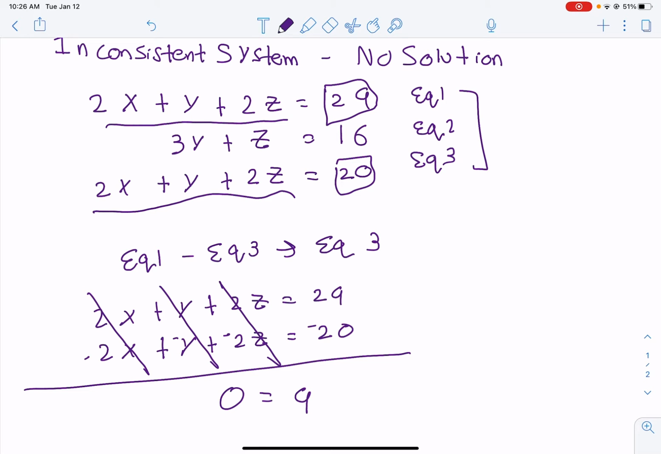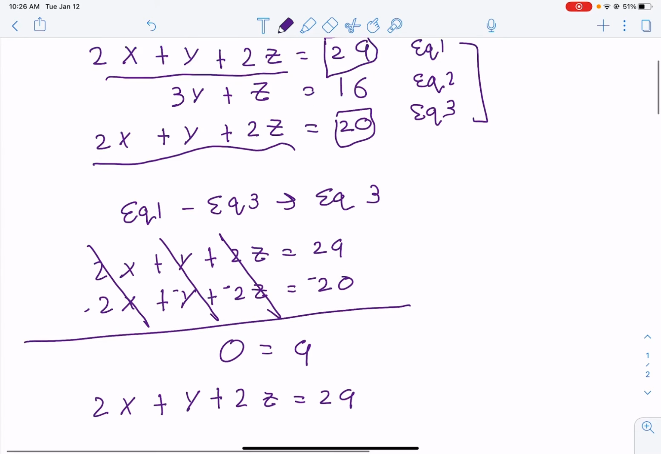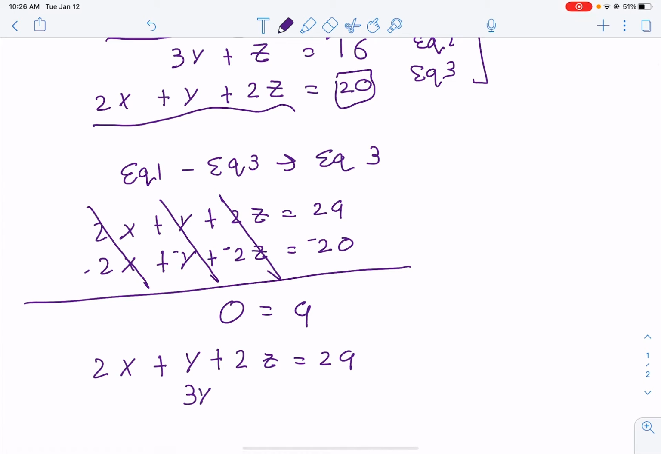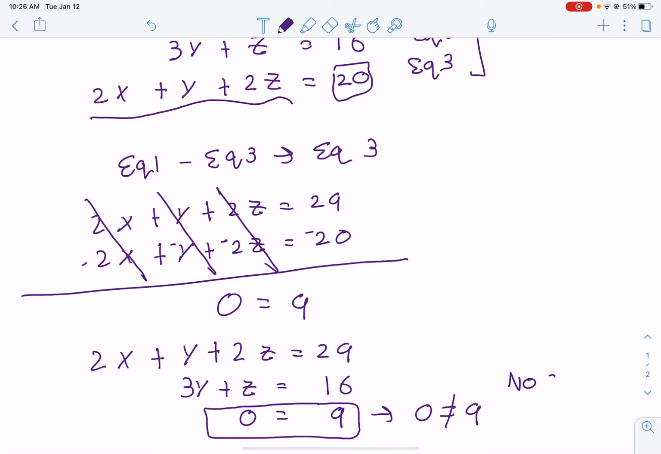So we're just going to write out our system to show the step here, what's going on. I'll just write it. 2x plus y plus 2z equals 29. 3y plus z equals 16. Now we're left with 0 equals to 9. So these are our three equations, and we see that 0 equals to 9. 0, in fact, does not equal to 9. Because of this, our systems are inconsistent. That doesn't make sense. There is no solution.